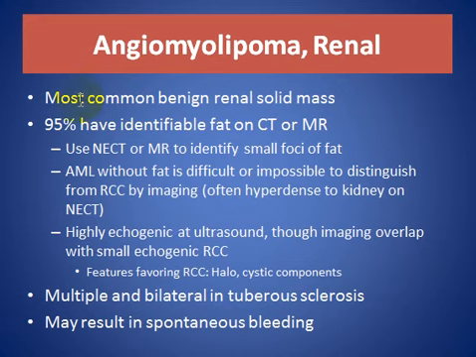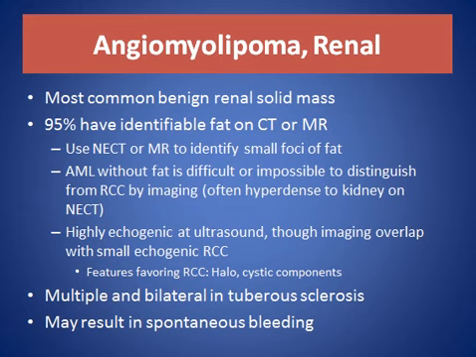Renal angiomyolipoma is the most common benign renal solid mass, and 95% have identifiable fat on CT or MRI. Use non-contrast enhanced CT scan or MRI to identify small foci of fat. Angiomyolipoma without fat is difficult or impossible to distinguish from renal cell carcinoma by imaging, often hyperdense to kidney on non-enhanced CT scan. Highly echogenic at ultrasound, though imaging overlaps with small echogenic renal cell carcinoma.